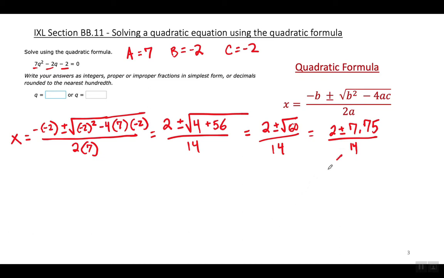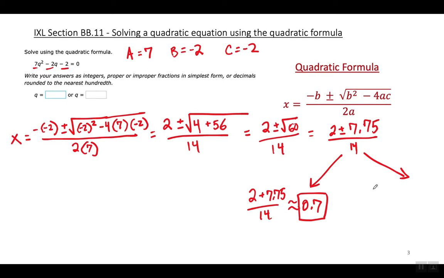Okay, now from here, you could treat it like two different problems, because we're going to get two different answers, all right? For our first problem, we have to do 2 plus 7.75 divided by 14. Okay, so when I do that in my calculator, 2 plus 7.75 equals divided by 14, I get approximately 0.7 when I round it. So that's my first answer.